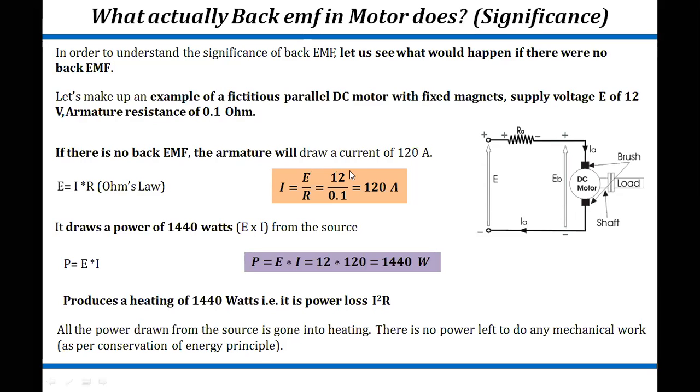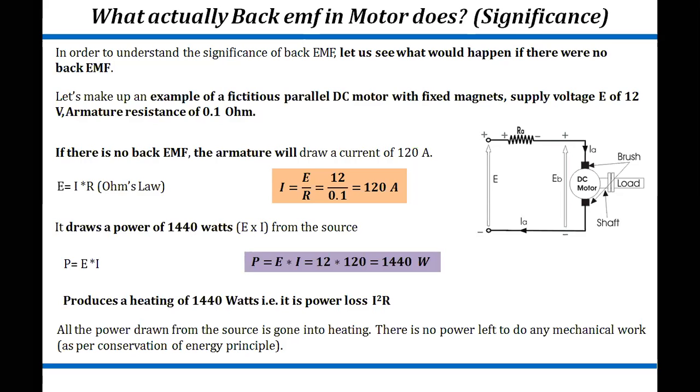There is no issue why we are taking it, because they have given it. So if we solve according to Ohm's law, E by R, you will get 12 by 0.1, that will be 120 ampere. So we can calculate the value of power. We have the value of I and the value of E, so you can calculate power.